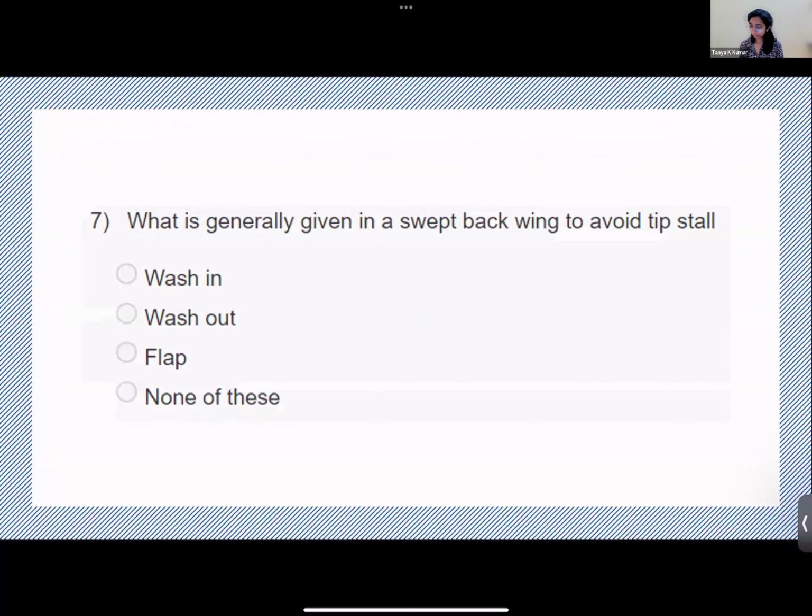What is generally given in a swept back wing to avoid tip stall? So you understand what a sweep back is, right? So if this is your fuselage and the wing has a sweep angle. Okay, so this is the sweep angle. So for a swept back wing, what is generally given at the wing tip to avoid stall? So it cannot be flaps. Flaps are not used for avoiding wingtip stalls. It's a high lift generating washout. Can you tell me what washout is?